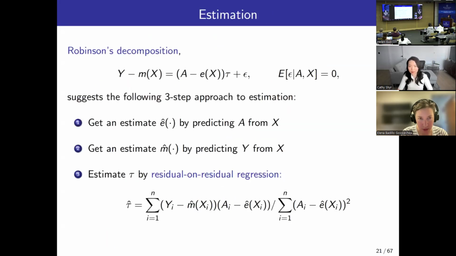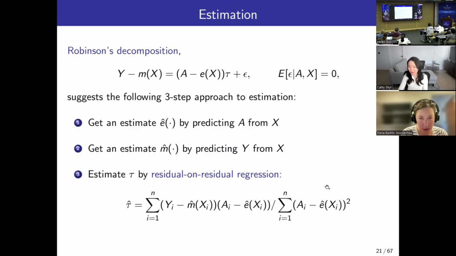With Robinson's decomposition, we can arrive at the following three-step approach to estimation. The first step is to estimate the propensity score e by predicting A from X. Then we can get an estimate of m by predicting Y from X. Then we plug in these estimates, and we estimate tau, our parameter of interest, by doing residual-on-residual regression. Essentially, we are regressing the outcome residuals on the treatment residuals to get our estimate of tau.